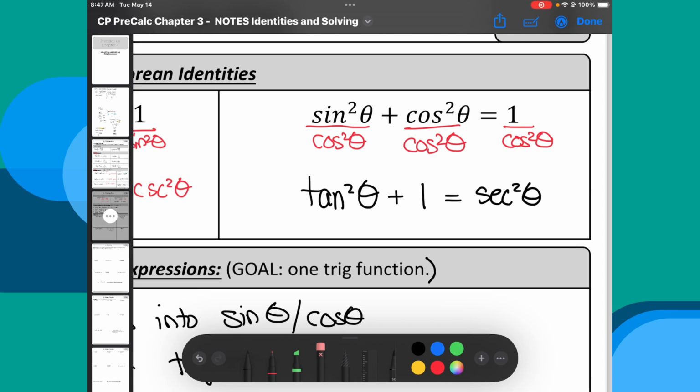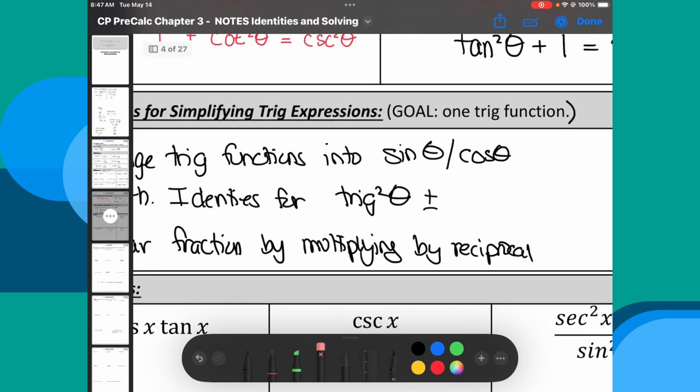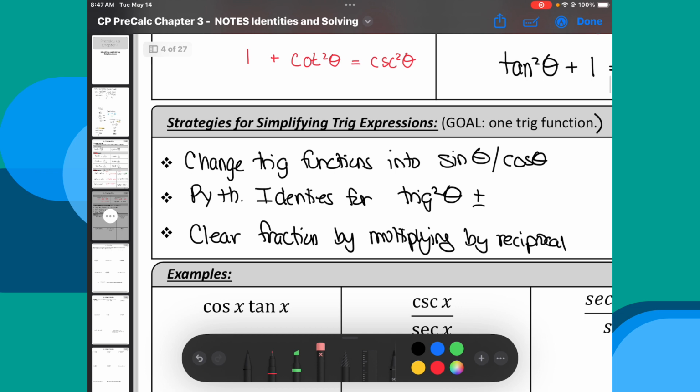So we're going to use these identities, and our goal is to just simplify down to one trig function. So there are 3 strategies in order to do this. The first one is to change any trig functions that are not sine and cosine into sine and cosine. So if you're given tangent, let's change it into sine over cosine.